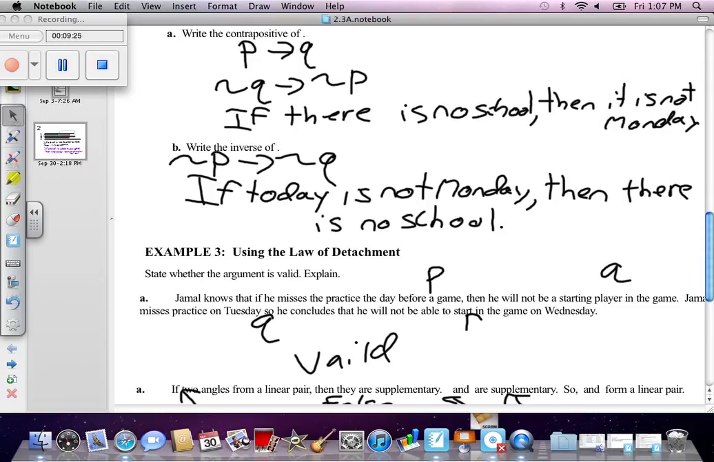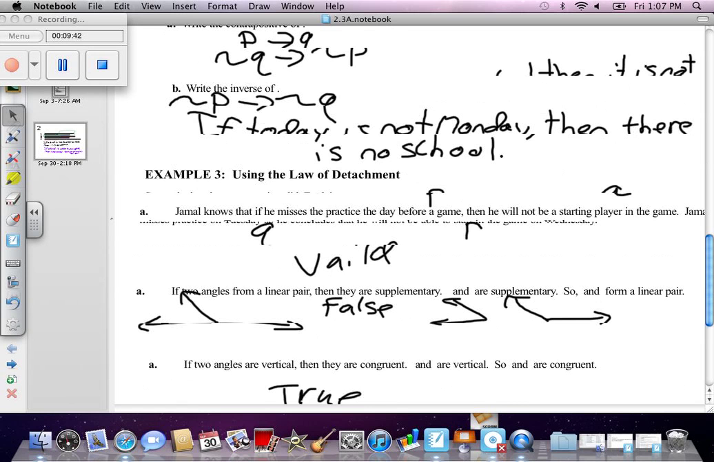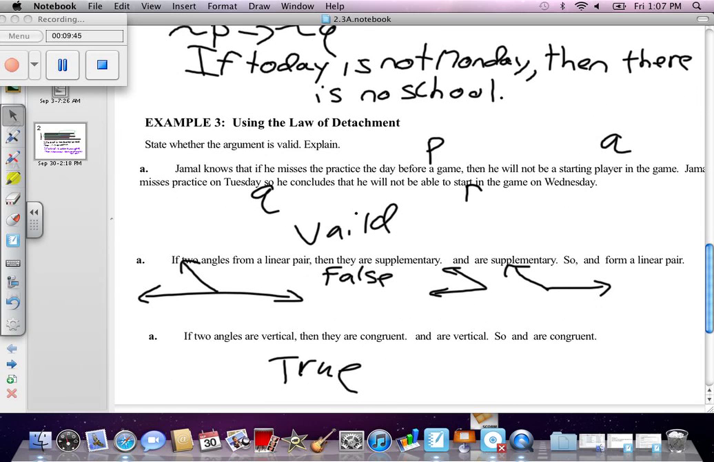I'm going to read B. If two angles form a linear pair, then they are supplementary. A and B are supplementary, so A and B must form a linear pair. Is that a true statement? That's tricky. No, because two angles could be like this, for example. A linear pair has to share a side, and it didn't say anything about those supplementary angles sharing sides. You could have two angles that are totally separate, but they still add together to be 180. So supplementary angles cannot be assumed to be a linear pair, but a linear pair always has to be supplementary. So this is false. This is not the law of detachment because it did not work.